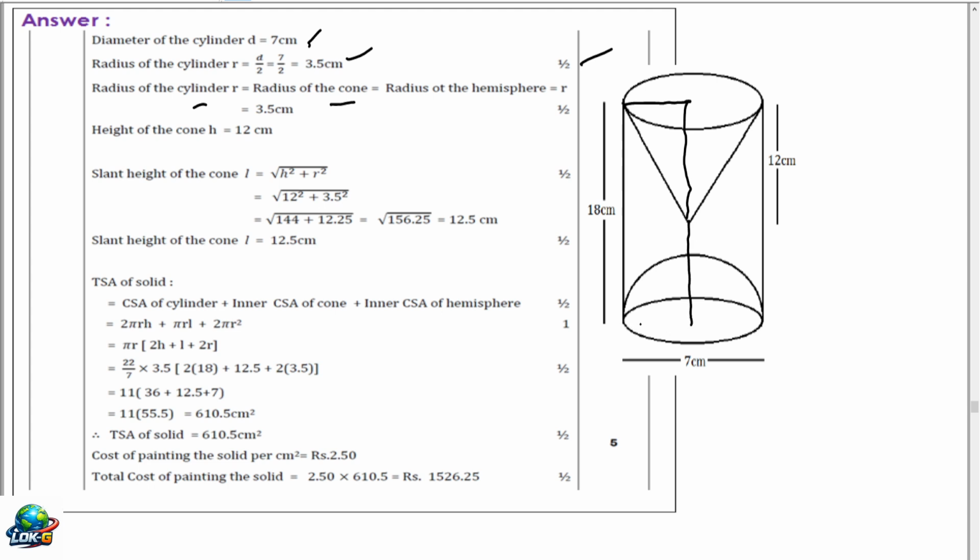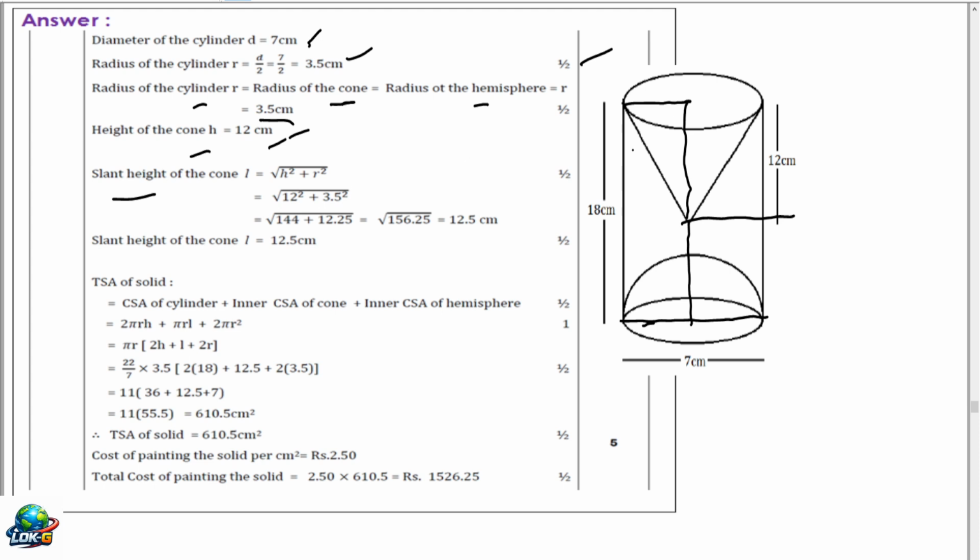Okay, I will draw it neatly. So the radius of the cone is equal to the radius of the hemisphere. All of them will have the same radius r, which is equal to 3.5 centimeter. The height of the cone is 12 centimeter.